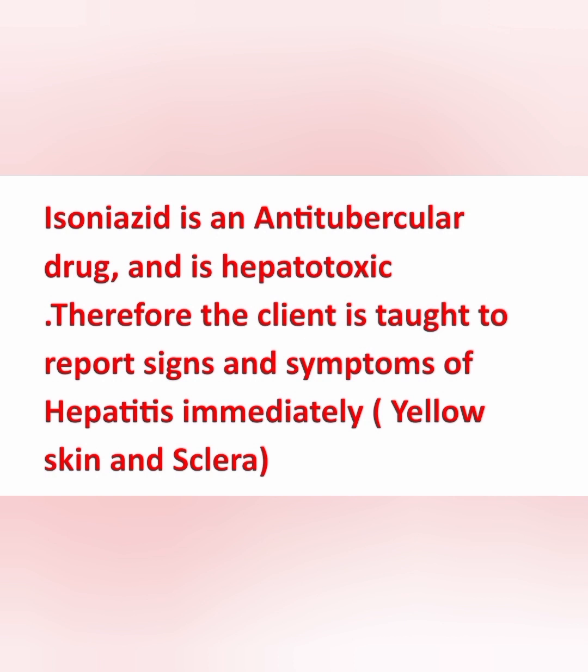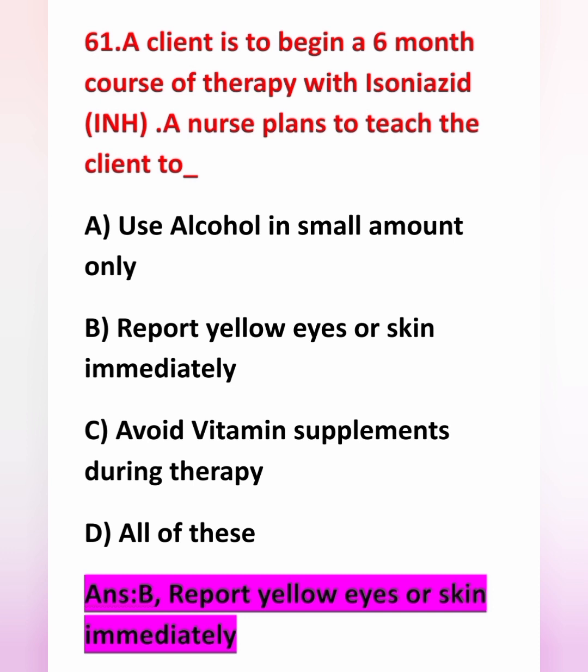So here we can see isoniazid is an anti-tubercular drug and is hepatotoxic. Therefore the client is taught to report the signs and symptoms of hepatitis immediately, that is color changes, yellow skin or sclera, and also urine changes. So option B is the correct answer, that is report yellow eyes or skin immediately. And also option A, use alcohol in small amount, that also we have to teach the client.